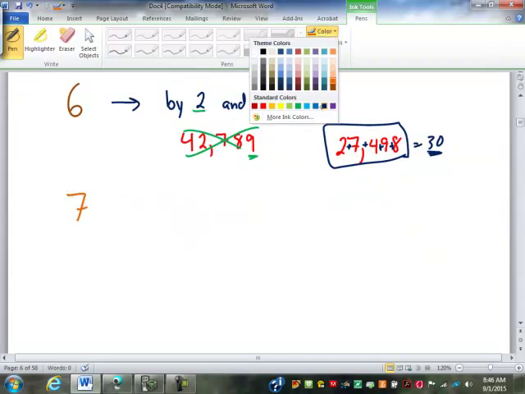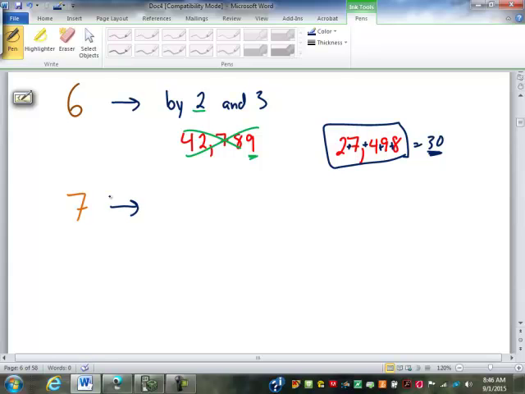7. Anybody tell me how to tell if a number is divisible by 7? Other than just knowing your football scores?